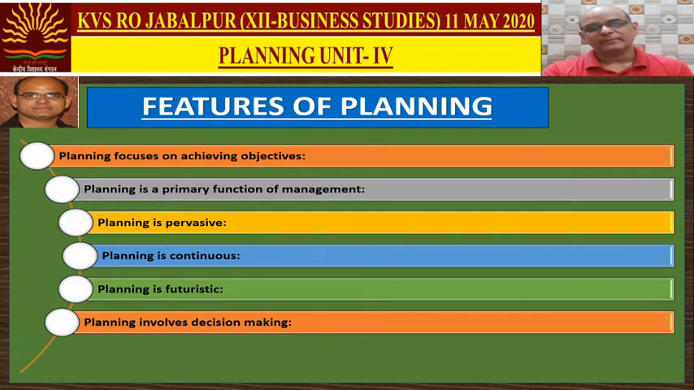I want to do something. I have different manners, different methods of doing that thing. I will do a study of pros and cons of each course of action, and after judging which course of action is having most positive points, I will go with that only. So planning helps in decision making. Planning involves decision making.